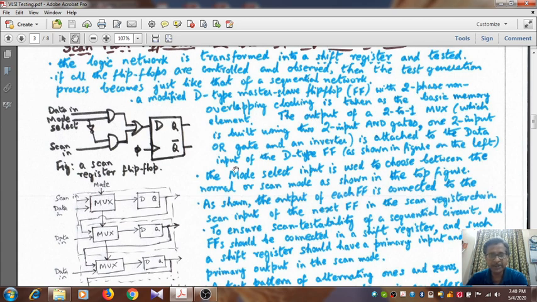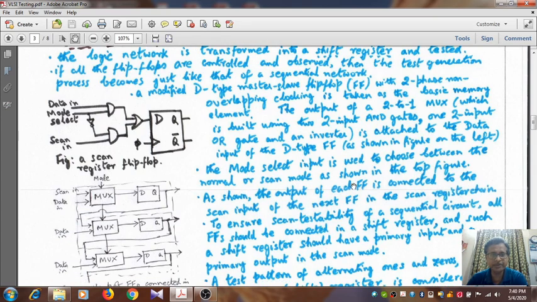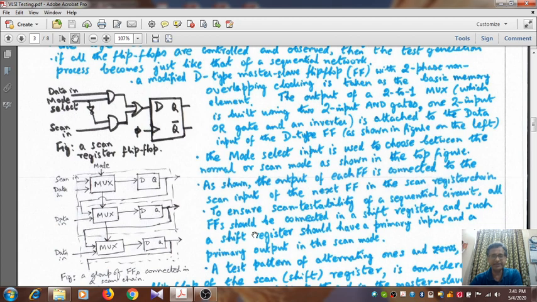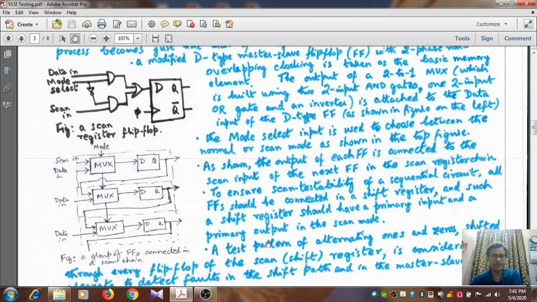Clear? Okay. The mode select input is used to choose between the normal or scan mode as shown in the top figure. As shown, the output of each flip-flop is connected to the scan input of the next flip-flop in the scan register. Okay, scan register chain, in fact. Why do we call it a chain or a linear chain? Because the output of a flip-flop is connected to the input of the next flip-flop, and the output of that second flip-flop is connected to the input of a third flip-flop, and so on. To ensure scan testability of a sequential circuit, all flip-flops should be connected in a shift register manner, and such a shift register should have a primary input and a primary output in the scan mode.